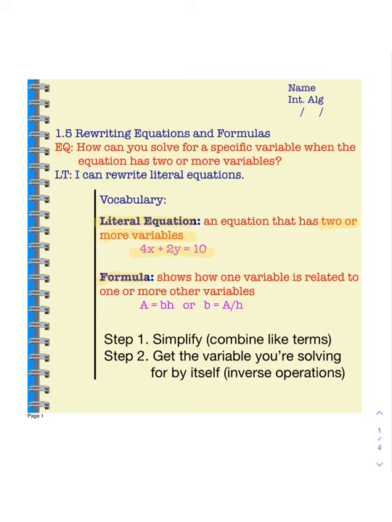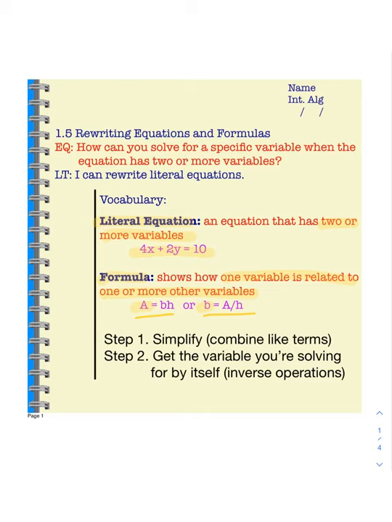A formula shows how one variable is related to another. So that's where you're going to have one variable on a side. Here's an example, area equals base times height. Or if you're solving for the base, you have area divided by height. So the first one is an example of a formula for area, and this one would be a formula to find the base.